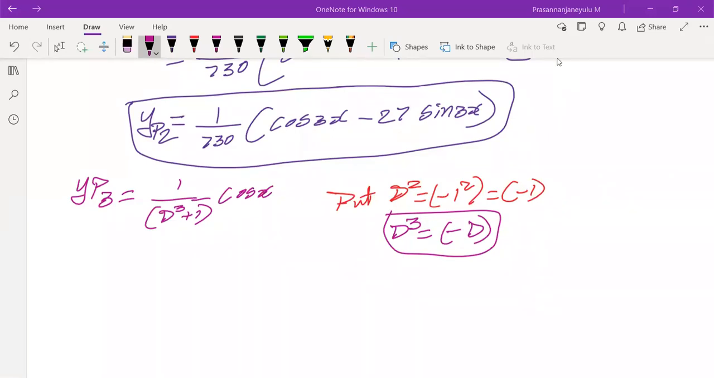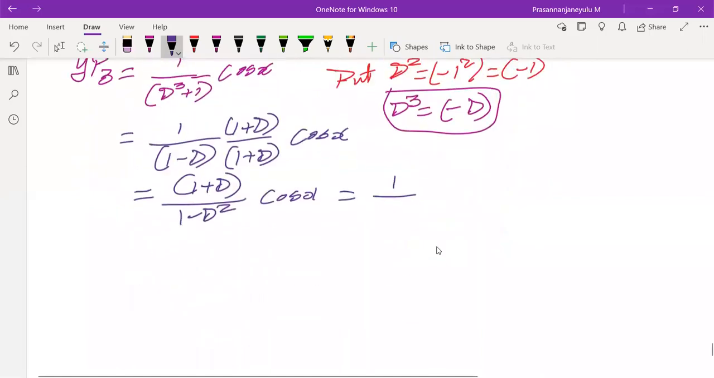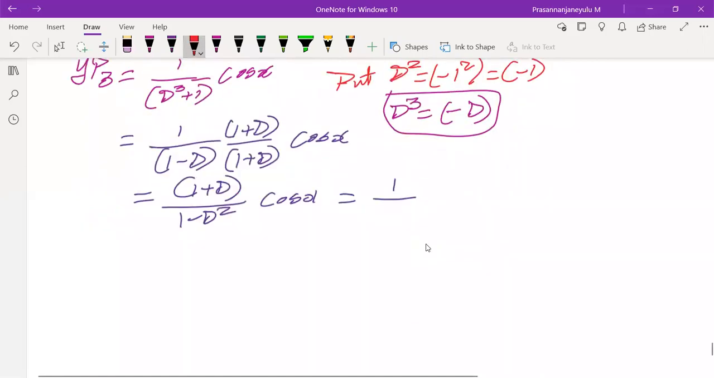Okay, now continuing, 1 by D cube is nothing but minus D, so 1 by minus D of cos x. Here only I am doing the rationalization also, multiplying and dividing with 1 plus D of cos x. With practice you people have to do these as direct steps. 1 plus D is the numerator and the denominator will be 1 minus D square of cos x, which equals 1 by, what do we have to substitute here? D square equals how much? Minus 1.